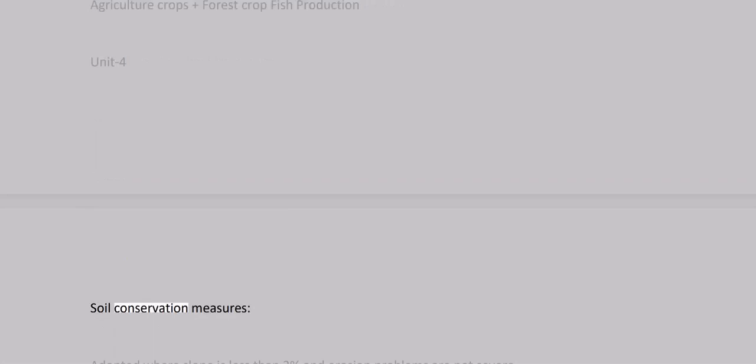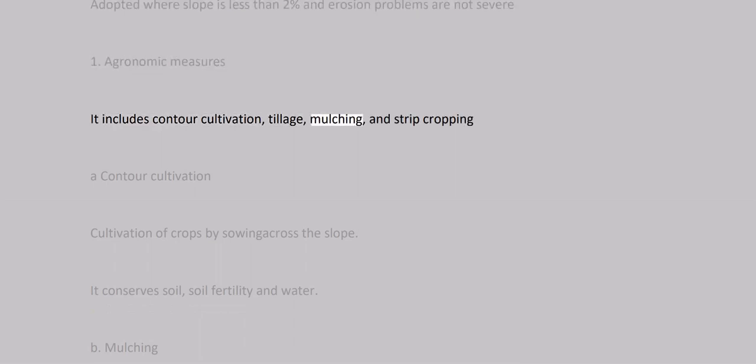4. Soil conservation measures. Adopted where slope is less than 2% and erosion problems are not severe. 1. Agronomic measures. It includes contour cultivation, tillage, mulching, and strip cropping. A. Contour cultivation of crops by sowing across the slope. It conserves soil fertility and water.